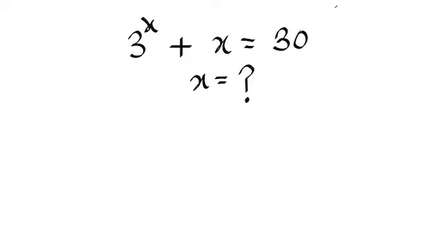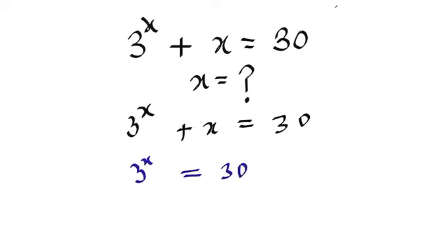Okay, so we have 3 to the power of x plus x equals 30. Now from there, I will try to rewrite the equation as 3 to the power of x equals 30 minus x, by transposing x to the other side. The next thing I'm going to do is divide both sides by 3 to the power of x.